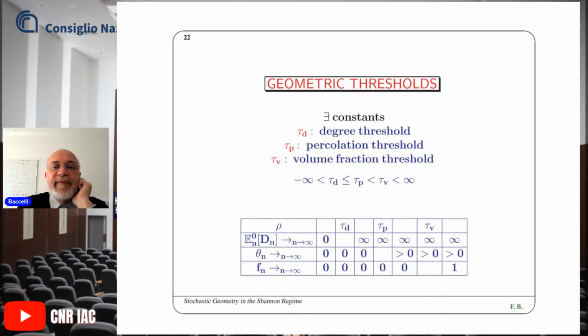When you increase rho and cross tau d, the number of neighbors suddenly jumps to infinity. And at the same time, theta n, the chance of percolation, which is linked to the question about the graphs: if you see no neighbors, there's no percolation, so the percolation parameter is zero. You go on and increase up to tau p, the percolation threshold. And then suddenly at tau p, the chance of percolation is positive and remains so after that. But still, the volume fraction is zero, okay? And then you go on up to tau v, and then the volume fraction becomes one.